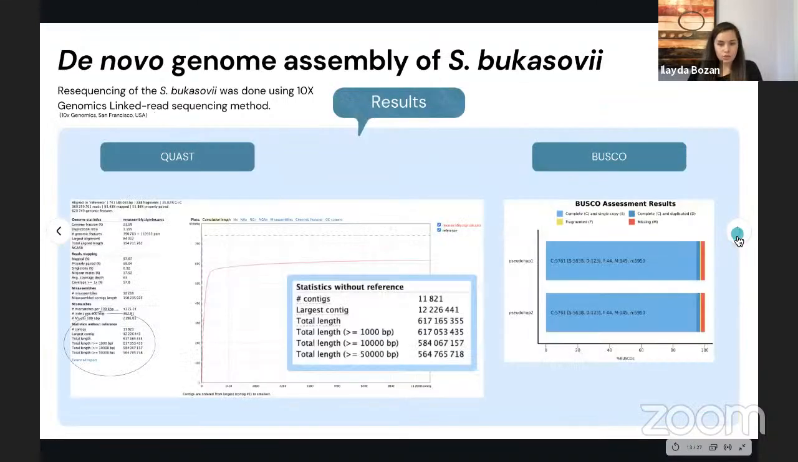And our results show that we now have 11,800 contigs in our assembly, and it is 617 megabases long. And BUSCO analysis shows that it has 5,761 complete BUSCOs, which is 94% complete BUSCOs.